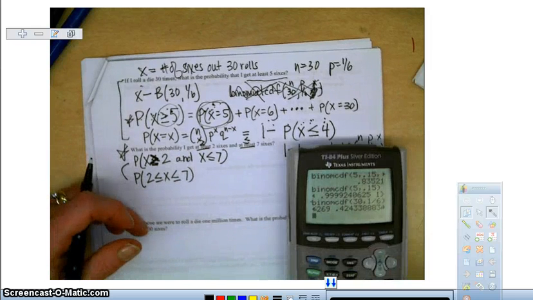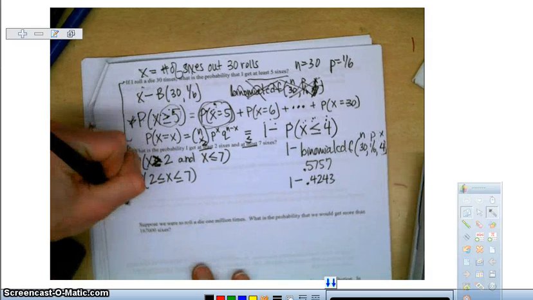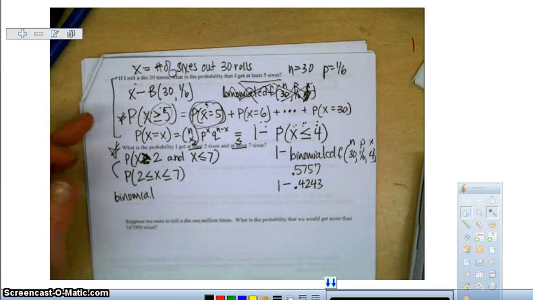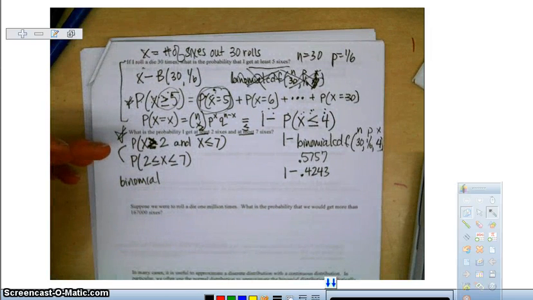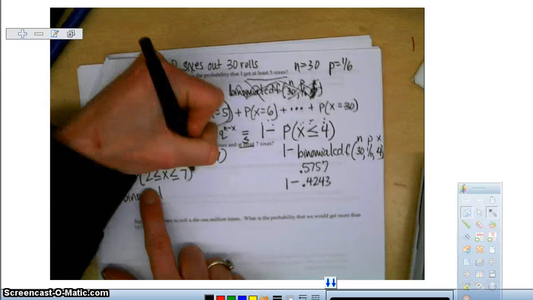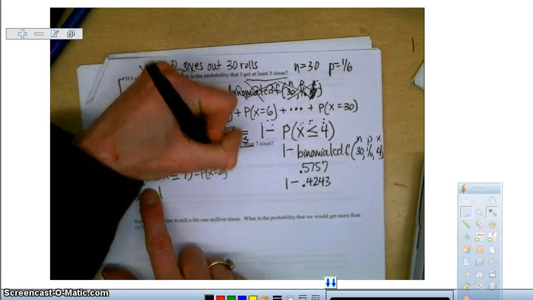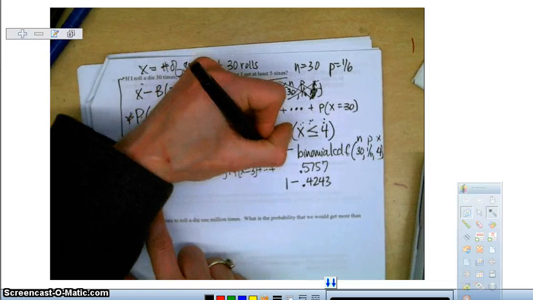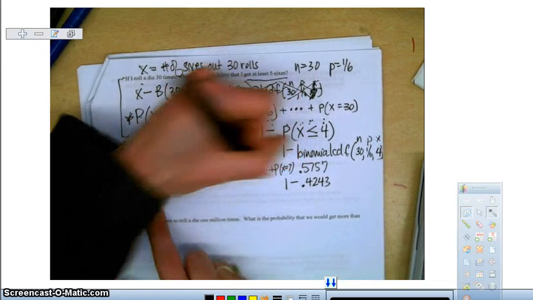Could I use the same type of commands from the other page and just add them up? I mean, isn't that pretty easy? So I could just do binomial, what? Would I want to do PDF or CDF? I don't think I do. PDF. Doesn't this mean the probability that x equals 2 plus the probability that x equals 3 plus the probability all the way up to x equals 7?